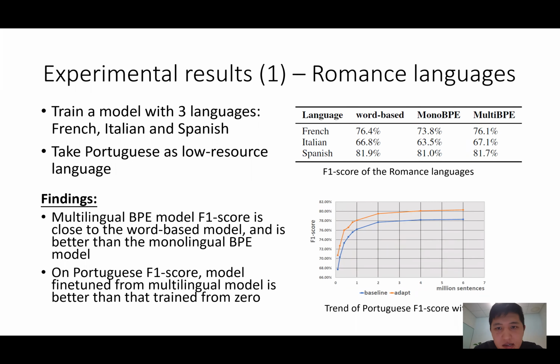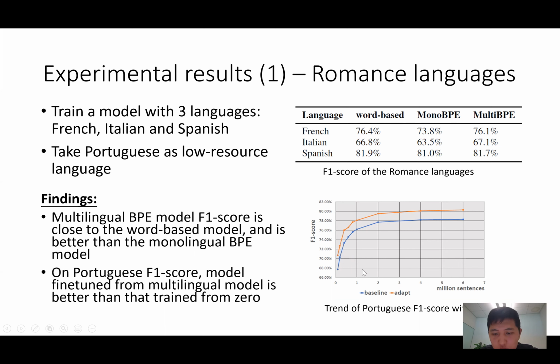Our first experiment is on 4 Romance languages. We train a model with 3 languages: French, Italian, and Spanish, and we take Portuguese as a low resource language. The table shows the F1 score of the 3 languages. From the table, we can see that the multilingual BPE model F1 score is close to the word-based model, and it is better than the monolingual BPE model.